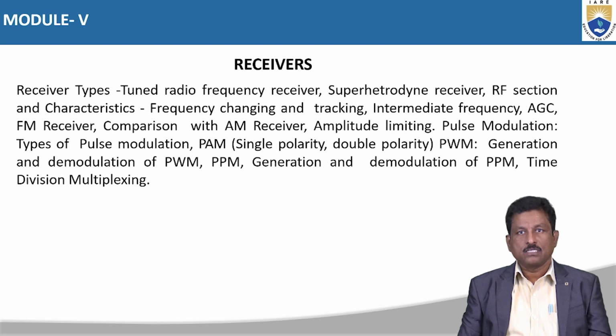Under each and every receiver, we are going to have some important functional elements, blocks. One is the RF section, the frequency range, what frequency ranges we are going to take, and also tracking, how we are going to tune to the desired frequency, and IF, intermediate frequency, and AGC. AGC stands for automatic gain control.